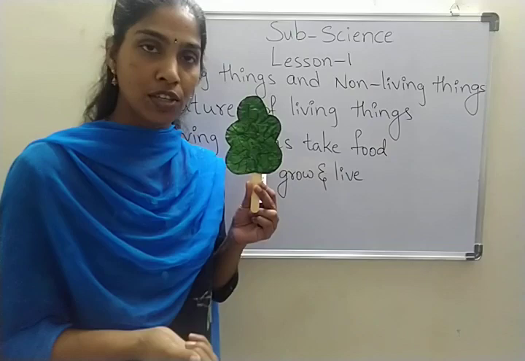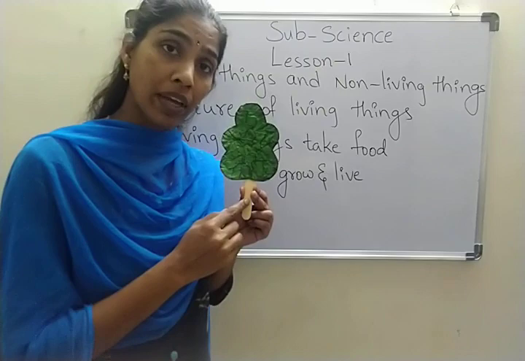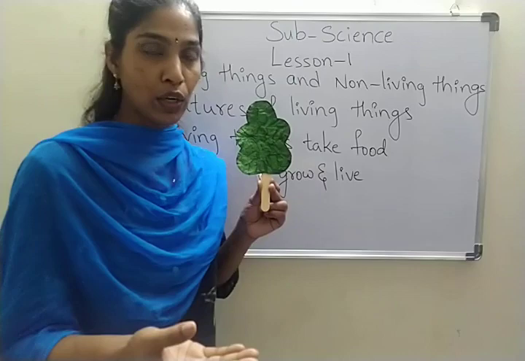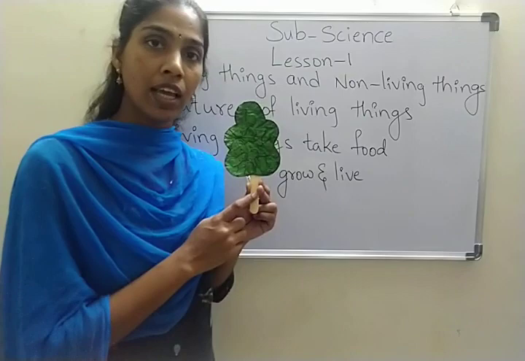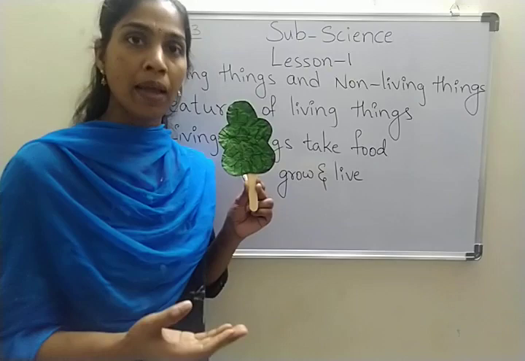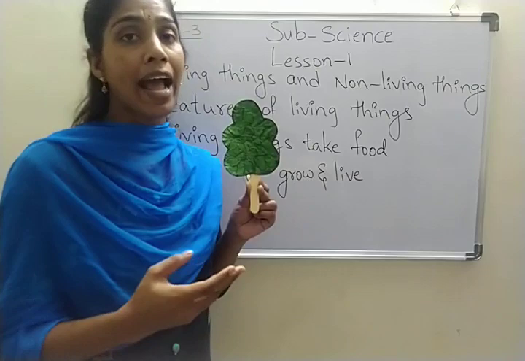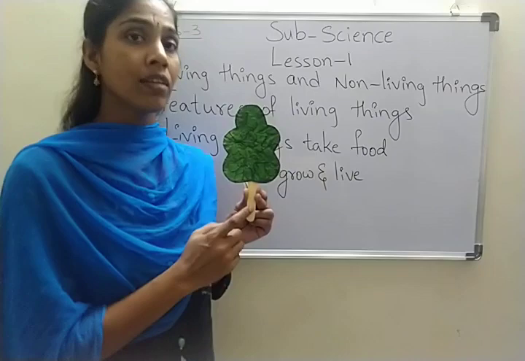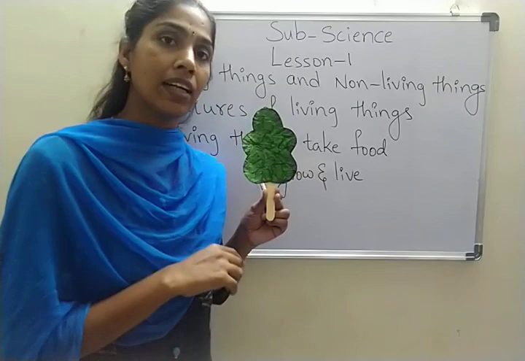Children, plants prepare their own food. So the other animals depend on plants. Animals like cow and buffalo, birds, insects and human beings depend on plants. Most of our food comes from plants, like fruits, vegetables, pulses and cereals. We get food from animals also, like meat, milk and eggs. So plants prepare their own food, and the remaining all depend on plants directly or indirectly. Understood, children?